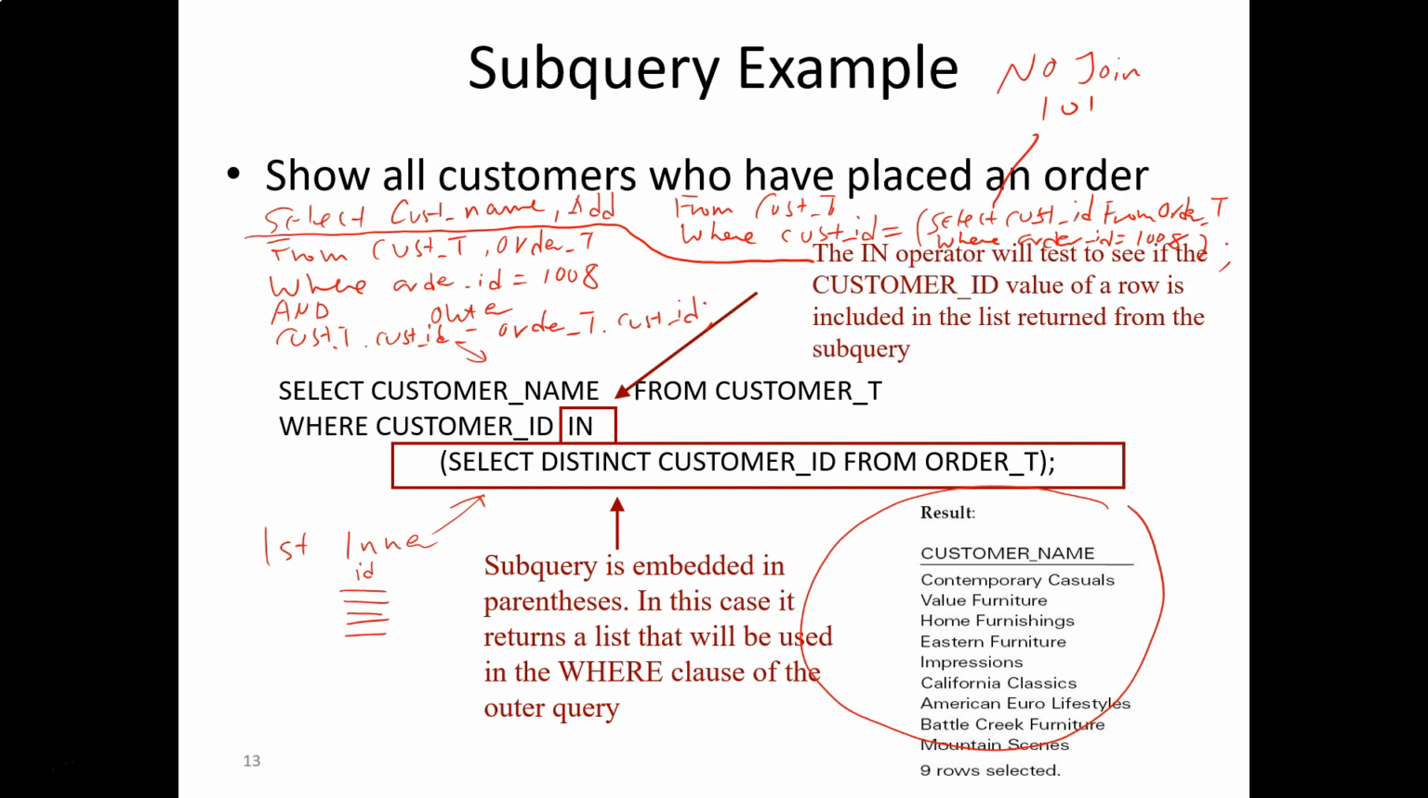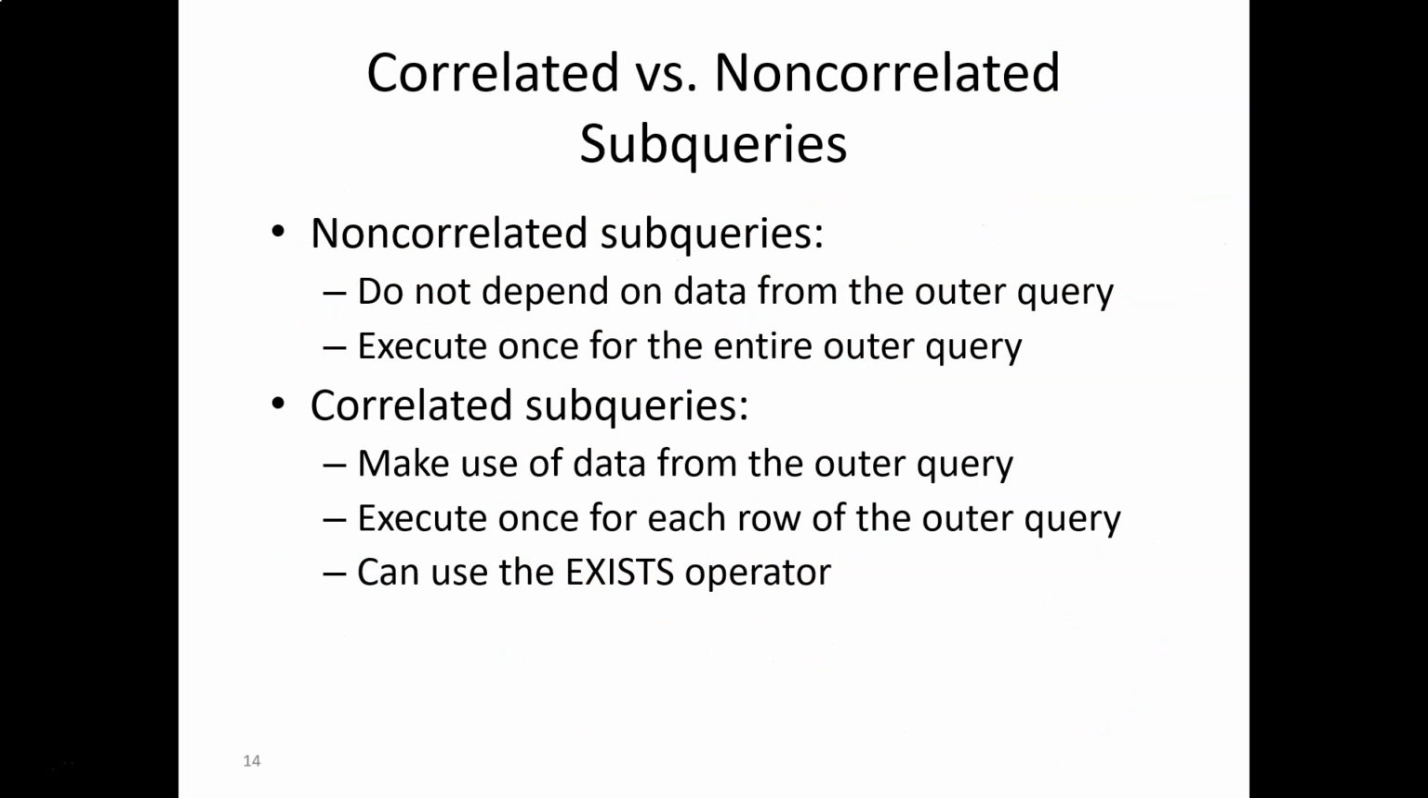But if the tables are large, then this is probably a better choice because you don't require any join. As we mentioned earlier, there are two types of subqueries. One is called the non-correlated subqueries, and the other is called correlated subqueries. In the example we just saw, both of them were non-correlated subqueries, which means these queries do not depend on data from the outer query. And the inner query only gets executed once for the entire outer query.